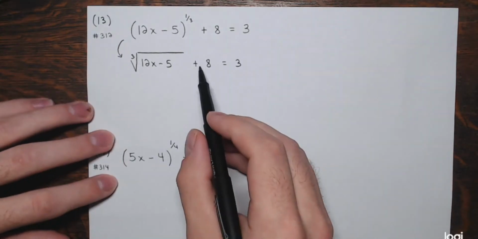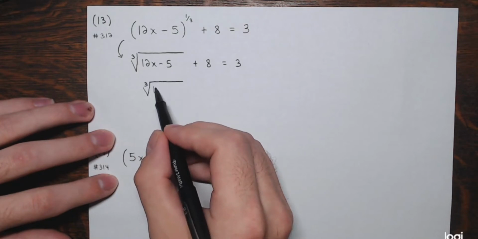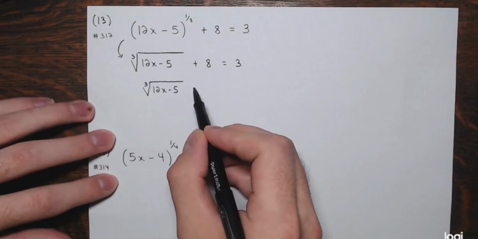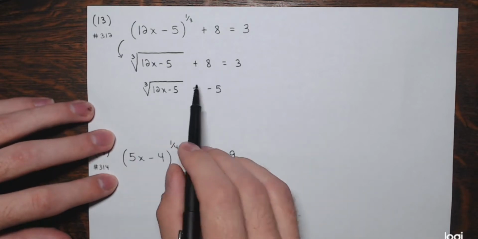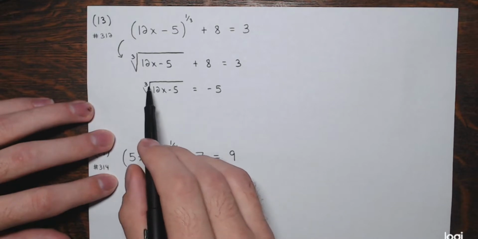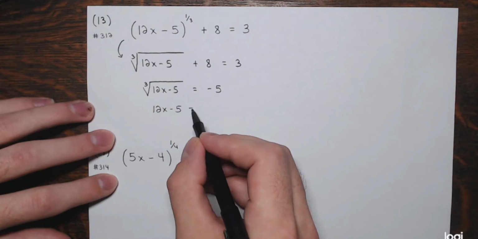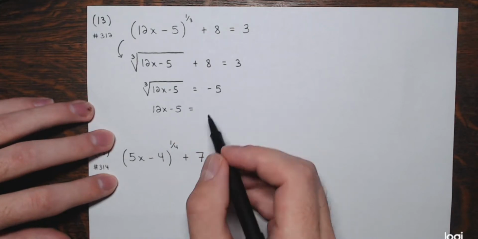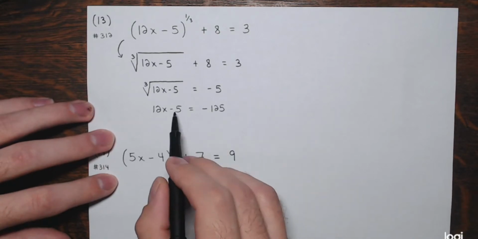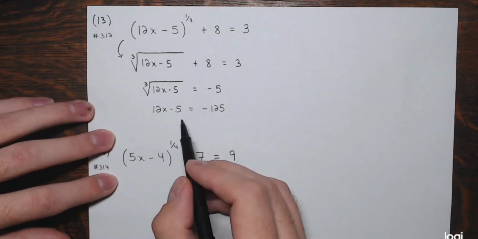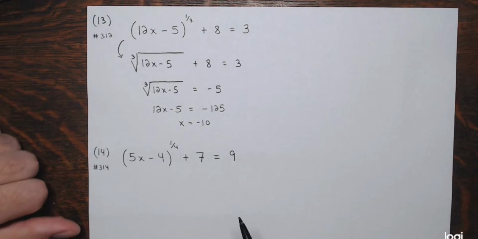And then I isolate the radical, subtract 8, and we have the cube root of 12x minus 5 equals, 3 minus 8 is negative 5. Then I would raise both sides to the 3rd power to undo the radical. We have 12x minus 5 on the left equals, and then negative 5 to the 3rd power would be negative 125. Alright, then add 5 for negative 120, divide by 12 for x equals negative 10. Alright, x equals negative 10.